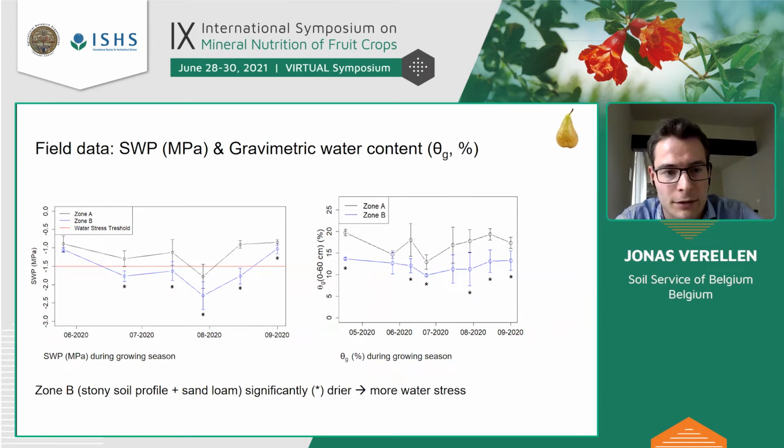Now the field data about stem water potential and water content will be discussed. In the first graph, the stem water potential is shown. As you can see, the stem water potential was significantly lower during a large portion of the growing season in Zone B with a more stony soil profile and the sand loam soil texture. Also the gravimetric water content was significantly lower during a large portion of the growing season for Zone B. So we can say that in Zone B with the stony soil profile, there was a lot more water stress as compared to Zone A.